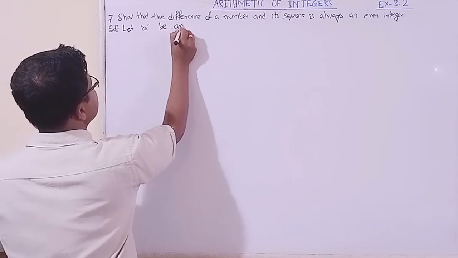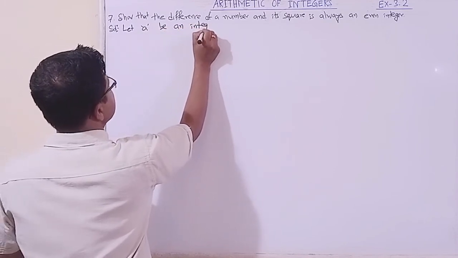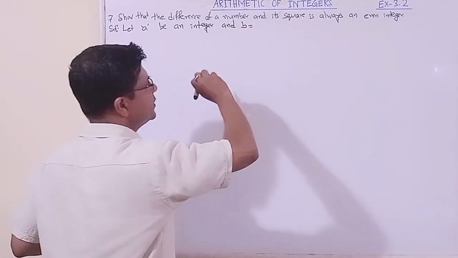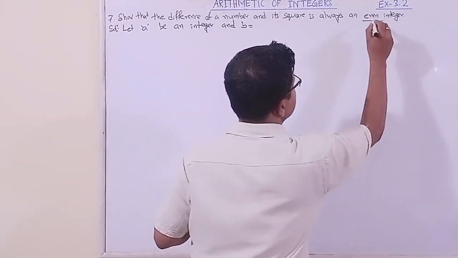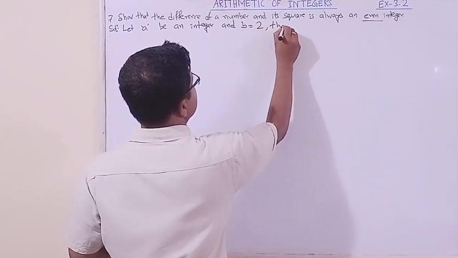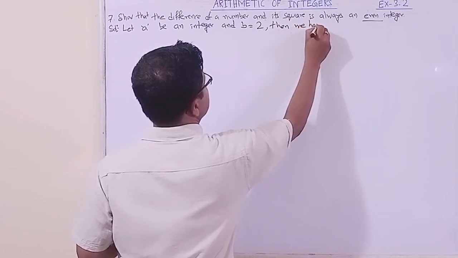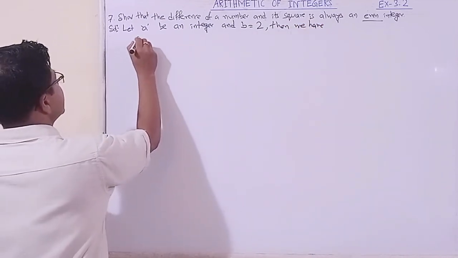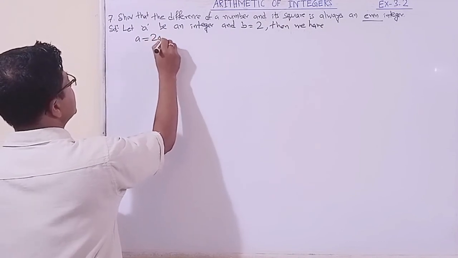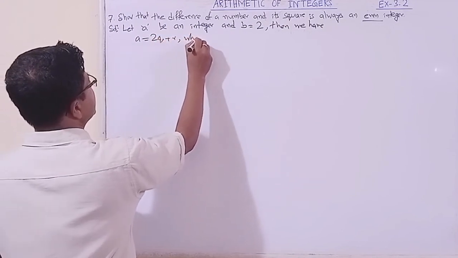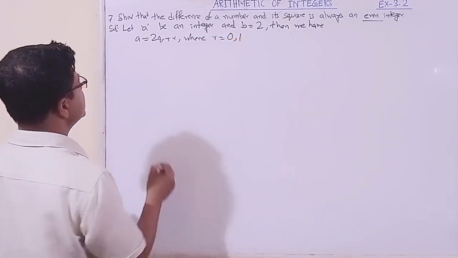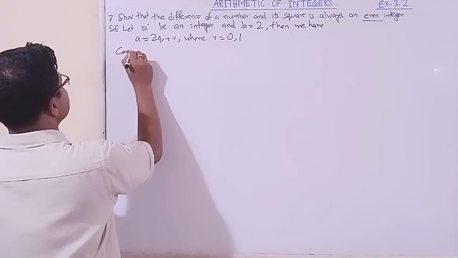Let a be an integer and b is equal to how much? We'll consider the value of difference here. An even number is a multiple of 2, so b is equal to 2. Then we have a is equal to bq plus r, that is, twice q plus r, where r is equal to 0 or 1. Okay, these are the two possible values. Case 1.